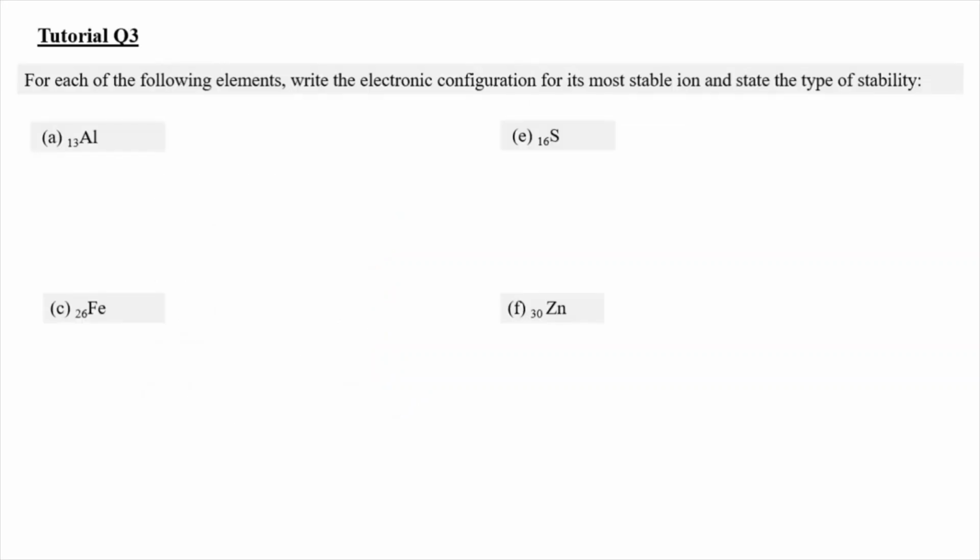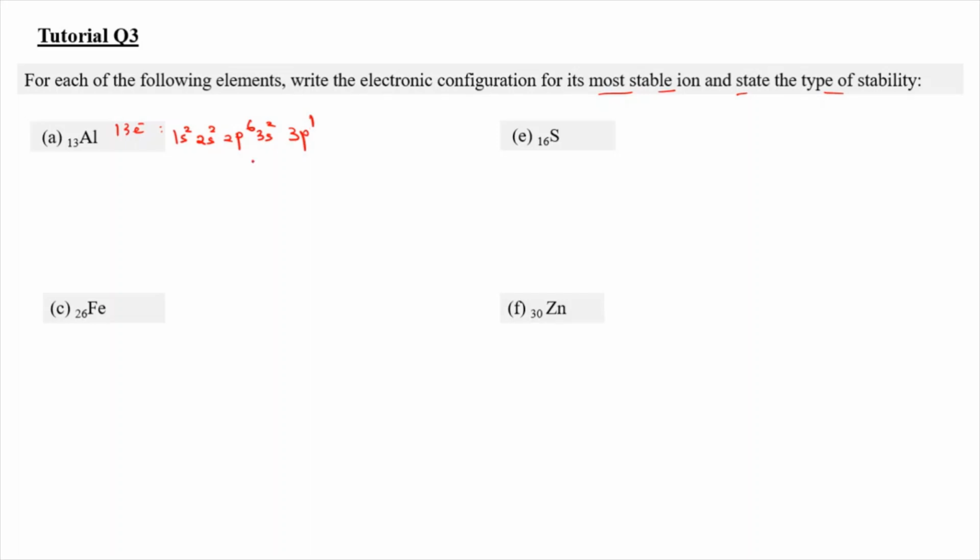So for tutorial question 3, for each of the following elements, we need to write the electronic configuration for its most stable ion, and then we need to state the type of the stability. So for question A, we have 13 aluminium. So 13 protons of aluminium equal 13 electrons. So it means that we're going to have the configuration of 1s2, 2s2, 2p6, 3s2, and then 3p1.